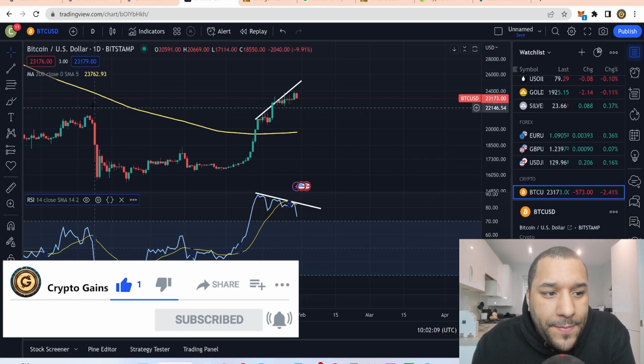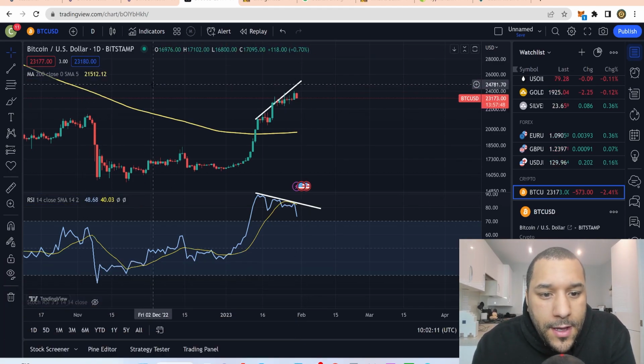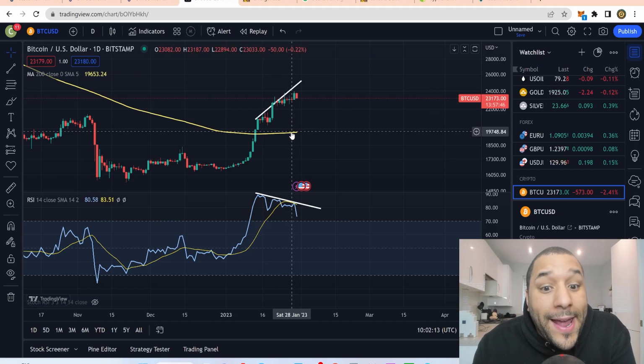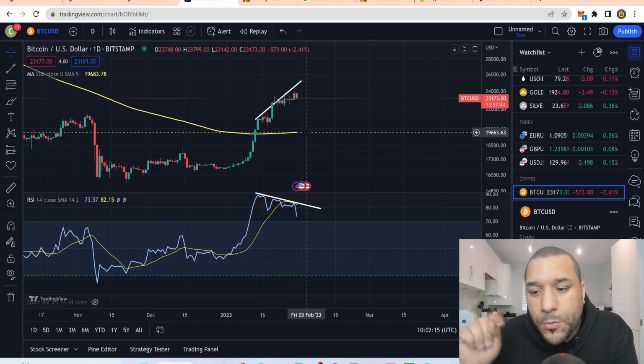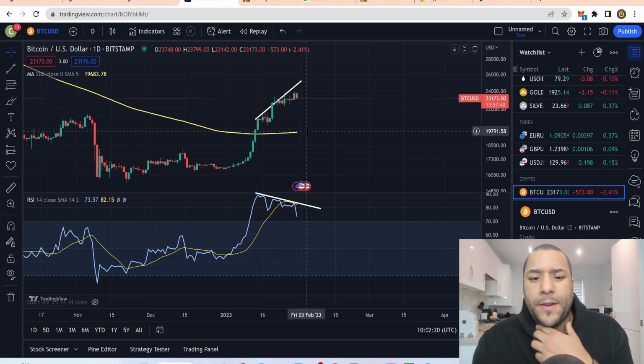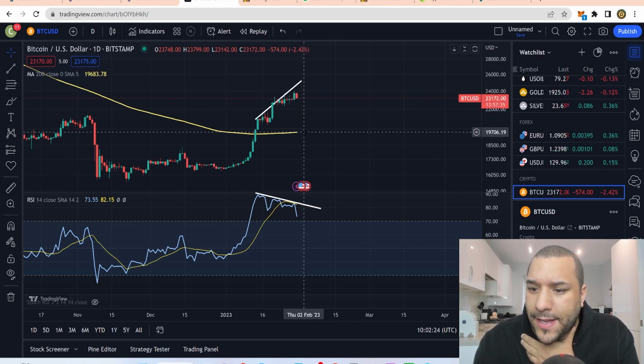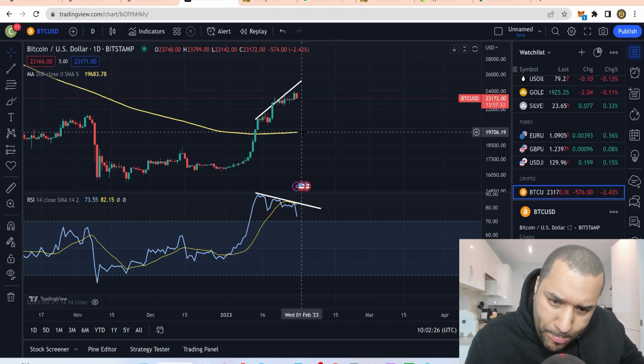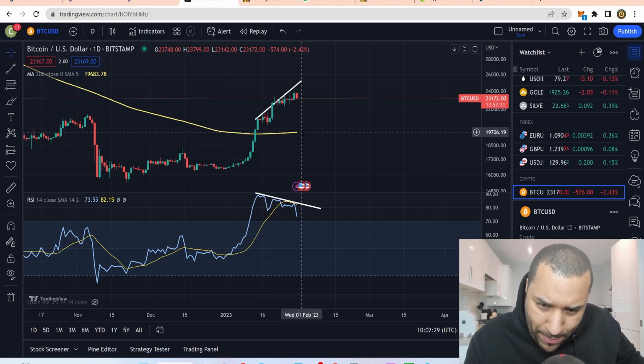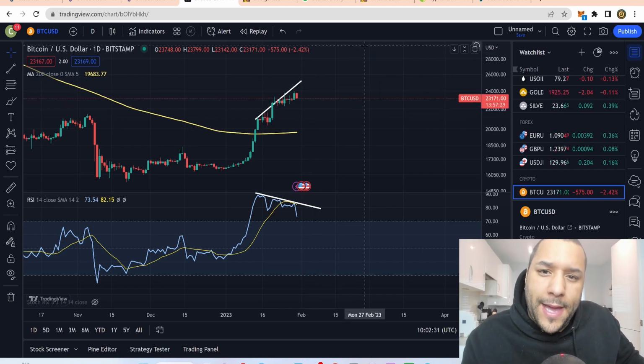Well, I think it's going to come down and test this yellow line here, which is the 200-day moving average. I will touch on this on the weekly as well, because I was trying to tell you about a price of 24K or something. But I think it'll come down to here. We will see it come down and test about 19,700, and it might bounce off it and start going back up again, right?